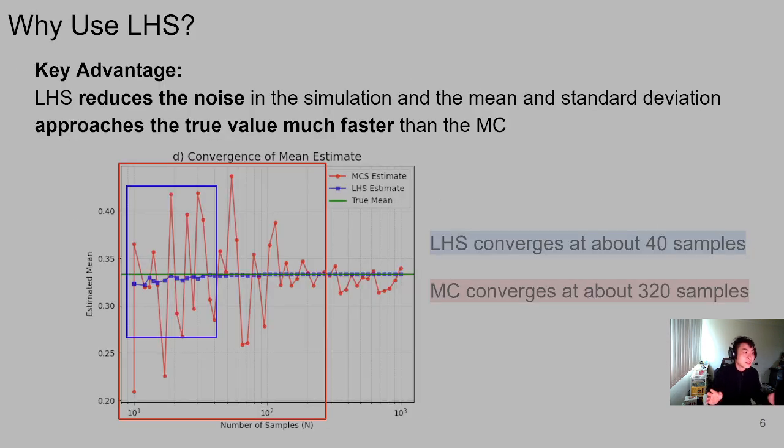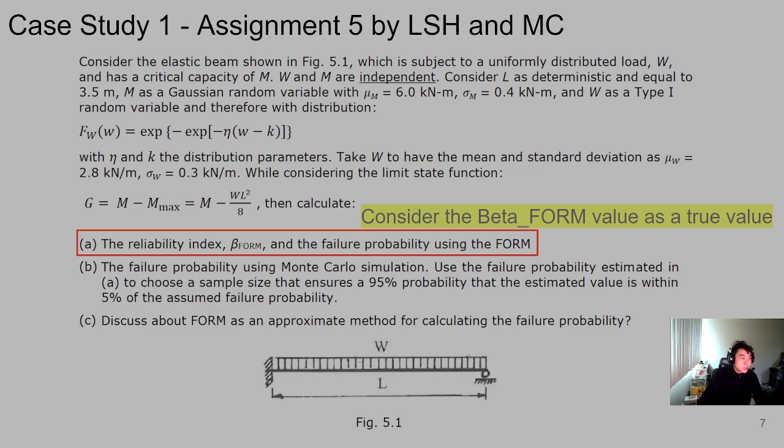And what's the key advantage? Basically, it reduces the noise in the simulation, and the mean and the standard deviation approach the true value much faster than Monte Carlo simulation. For example, in this case, LHS converges at about 40 samples, while Monte Carlo simulation converges at about 320 samples, which is 8 times faster than Monte Carlo simulation.